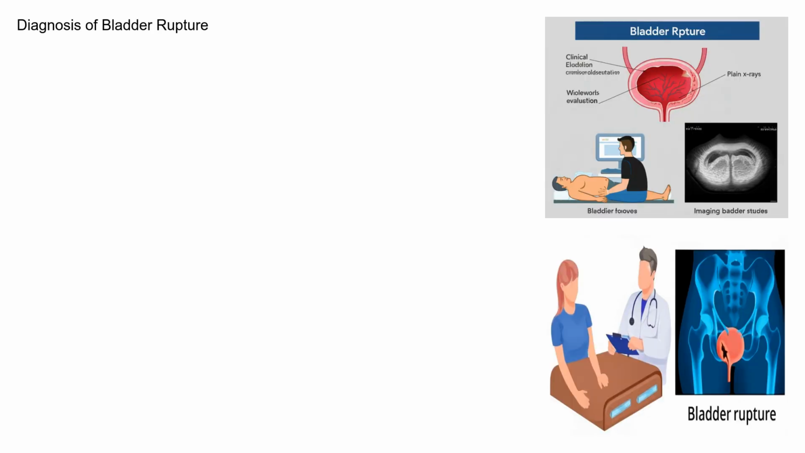Diagnosis of bladder rupture typically involves a combination of clinical evaluation and imaging studies. A thorough physical examination is crucial to assess the patient's overall condition and identify any associated injuries. A retrograde cystogram, where contrast dye is instilled into the bladder through a catheter, is the gold standard for confirming a bladder rupture. CT cystography is another useful imaging modality that provides detailed anatomical information and can detect both intraperitoneal and extraperitoneal ruptures. Plain X-rays may reveal pelvic fractures, which are often associated with bladder injuries.